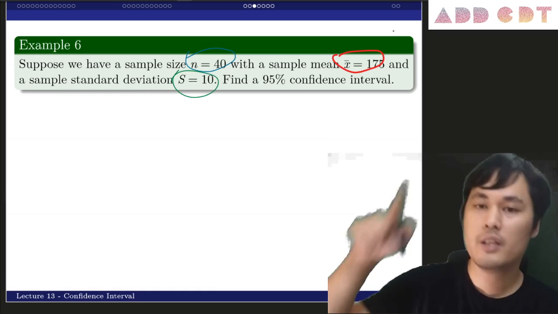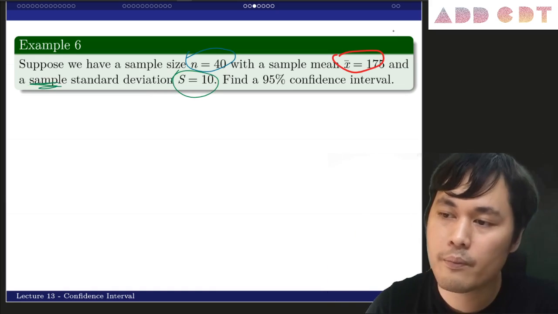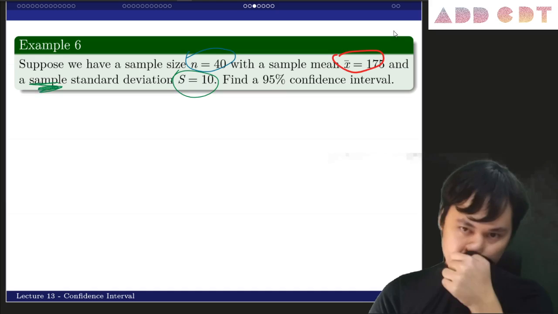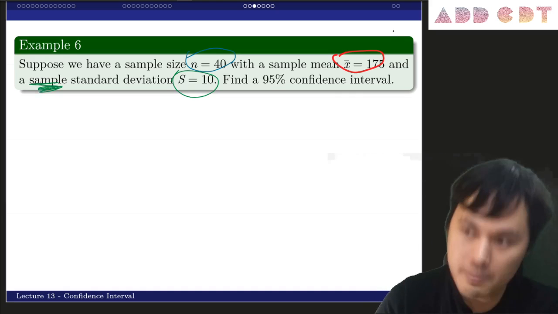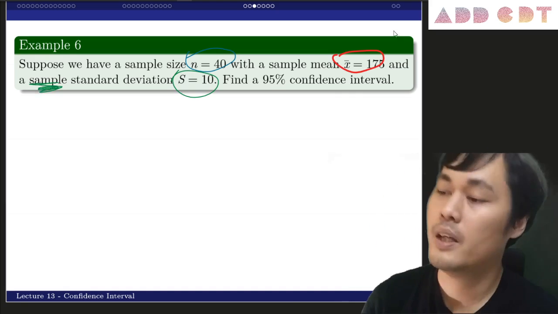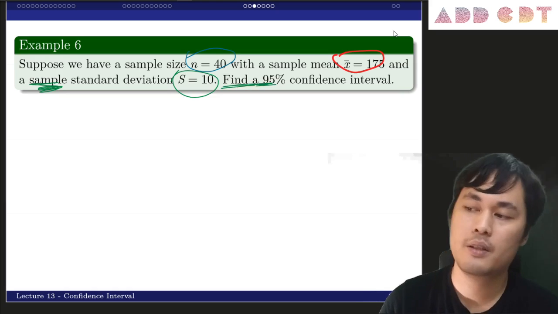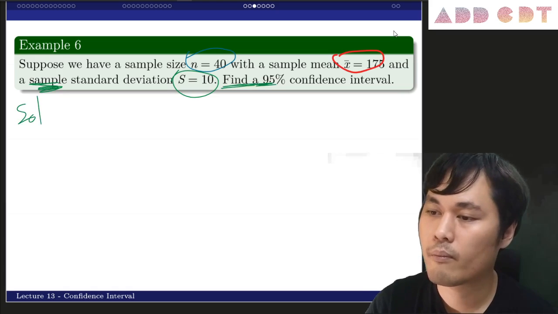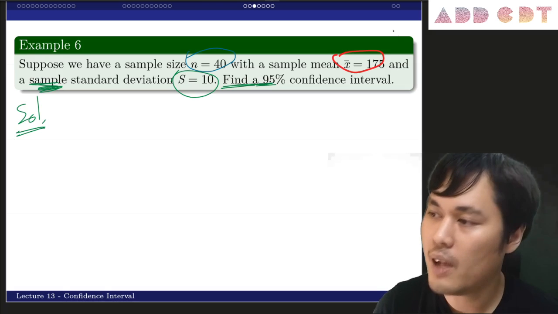The difference between this problem and the previous one is that now we have a sample standard deviation instead of the population standard deviation. We have the sample standard deviation as here. Now we are again asked to find a 95% confidence interval. So we can just use the formula.